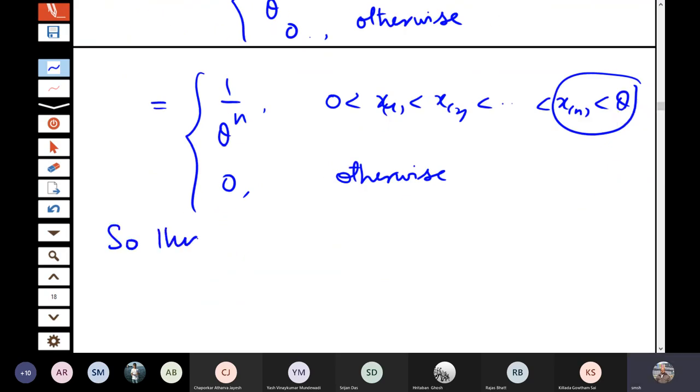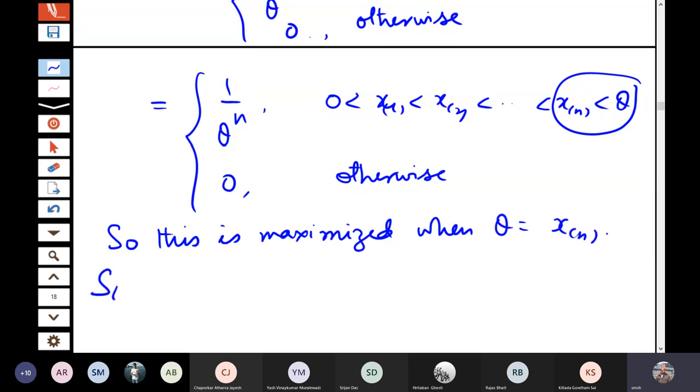So this is maximized when theta is equal to xn. So the maximum likelihood estimator of theta is the maximum of the observations. Actually, I showed it to be a consistent estimator, so it has turned out nicely here that it is actually the maximum likelihood estimator.